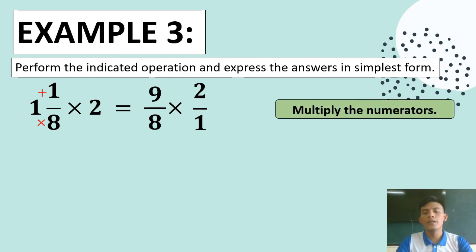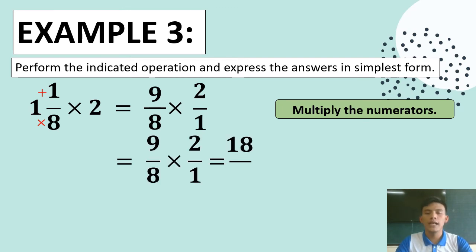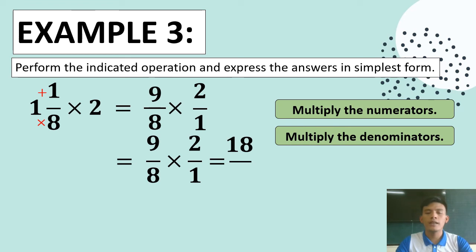Now go on to the first step. Multiply the numerators. 9 times 2 is 18. 8 times 1. Second step, multiply denominators, and that is 8. 18/8.